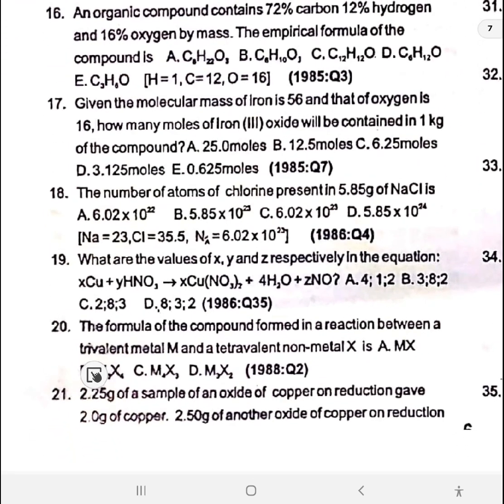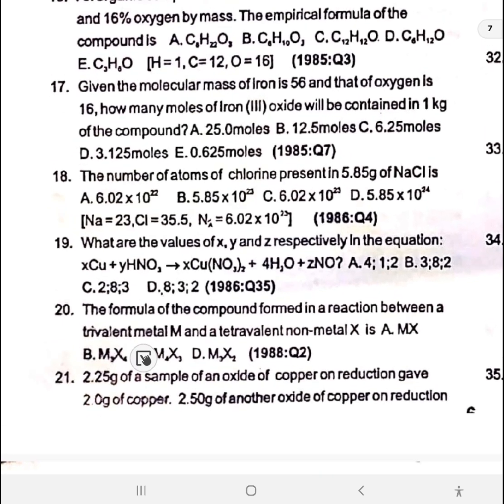19, same thing. Let's go through question 20. The formula of the compound formed in a reaction between a trivalent metal and a tetravalent metal would be option C, M4X3. Option C.